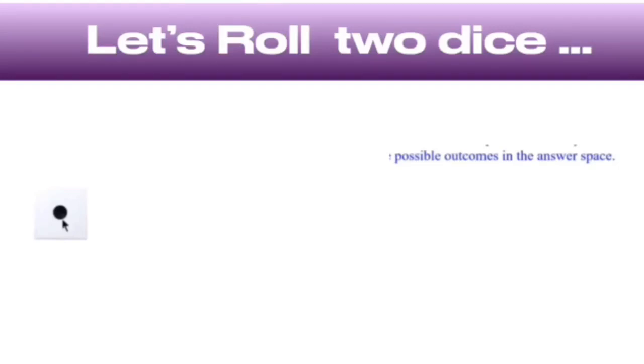Hi students, let's roll the 2 dice. Okay, so please observe the possible outcomes. There is no number on the dice, but dots: one dot represents 1, 2 dots represent 2, 3 dots represent number 3, 4 dots represent number 4, 5 dots represent number 5, 6 dots represent number 6. So if you roll the 2 dice, how many possible outcomes? Okay, please list out the sample space.